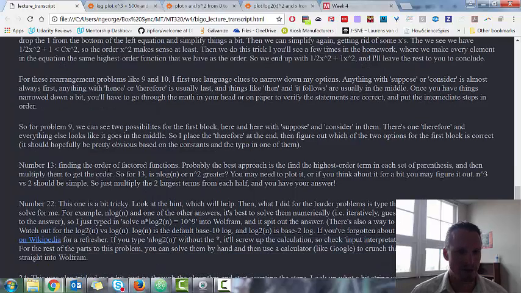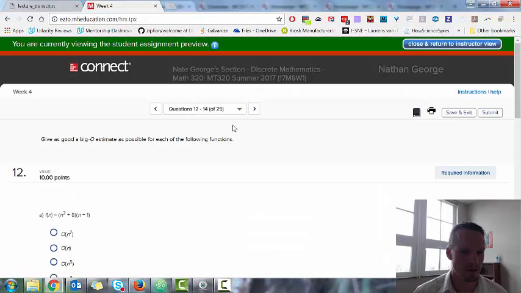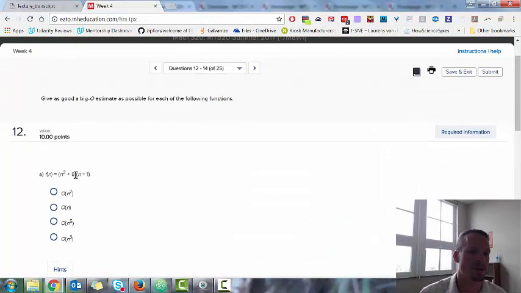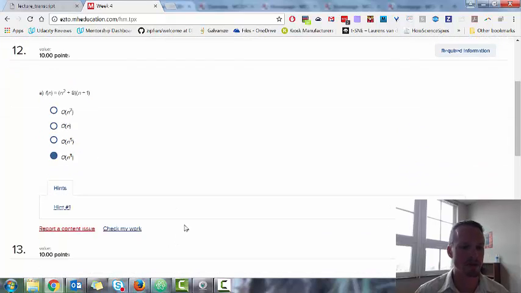Okay, so finding the order of factored functions. If we have a function like this, where we have 2 sets of functions that are being multiplied, the best way to attack it is to take one half of it and find the biggest term, do the same thing on the other half, and then multiply them. So in this case, the biggest terms are these n terms, so we just multiply them, get our answer n cubed.